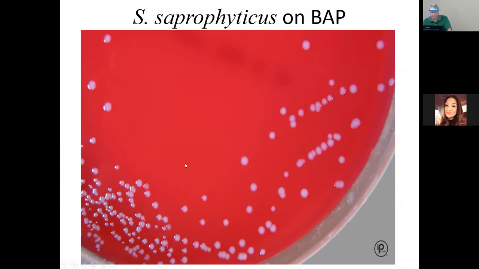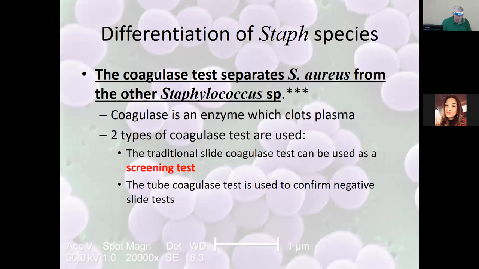Here's that coagulase test. Knew we'd get to it eventually. So we need to differentiate our staphs from Staph aureus. And this is what we do. We do a coagulase test. So coagulase is an enzyme which clots plasma, okay? That's just produced by Staph aureus. And why would Staph aureus want to clot your plasma? Anybody know?